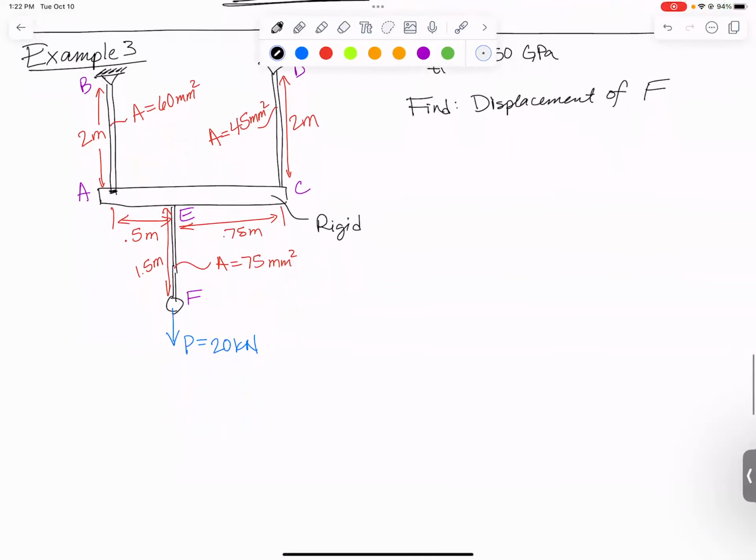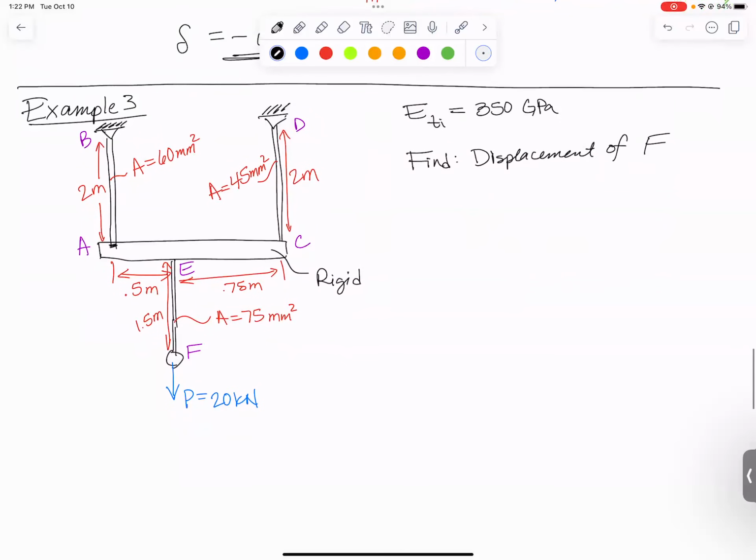So it seems like there are a couple of steps to this problem, at least. We will probably need a free body diagram because while I know that the force in wire EF is going to be 20 kilonewtons, since someone's pulling on point F with 20 kilonewtons, I don't know how big the force is going to be in the top two wires with point E being off-centered. So I'll need to do a free body diagram of AEC in order to figure out the relative amount of force in AB and CD. That'll be a statics problem. We can do that first.